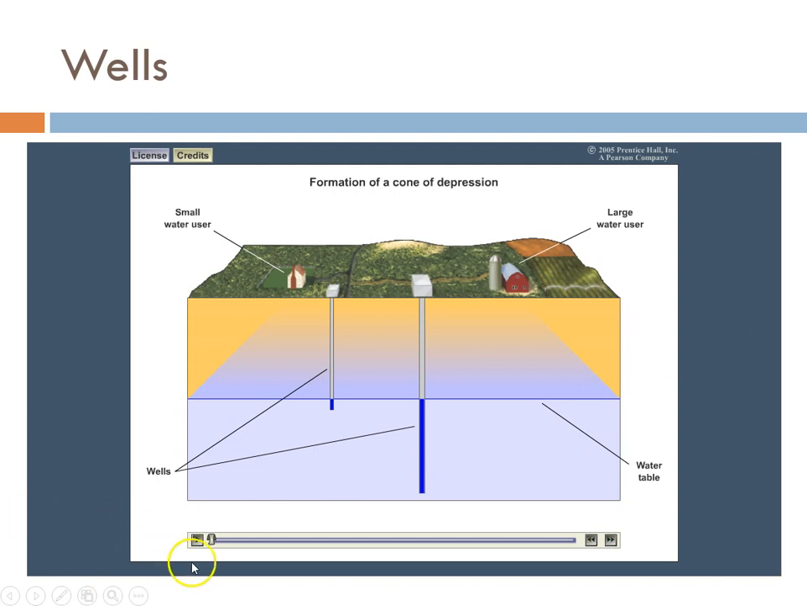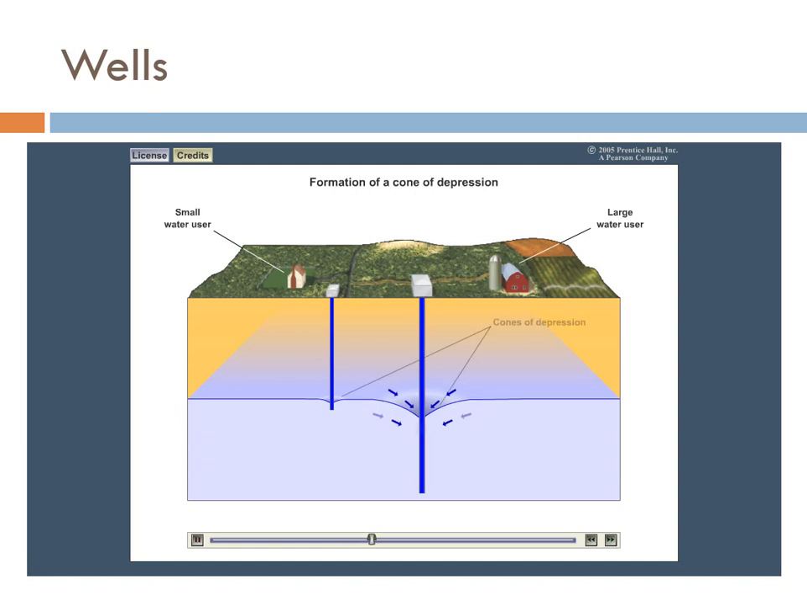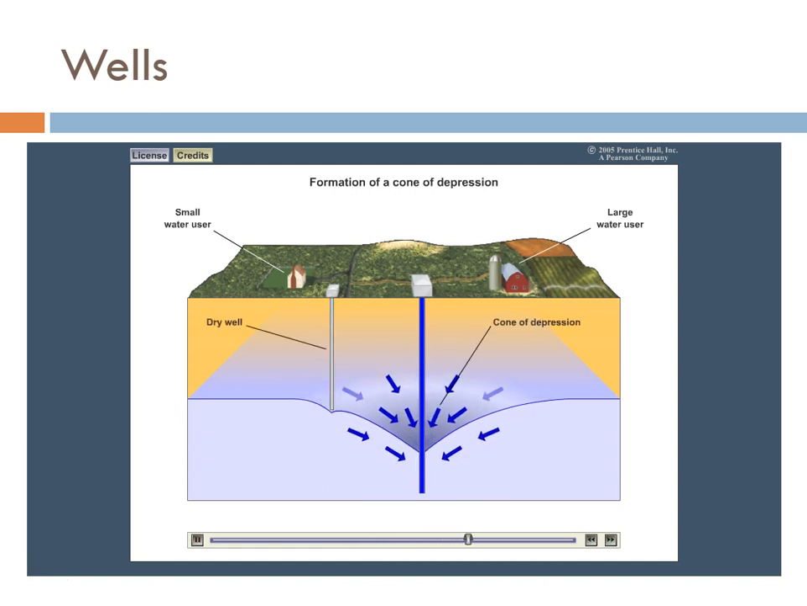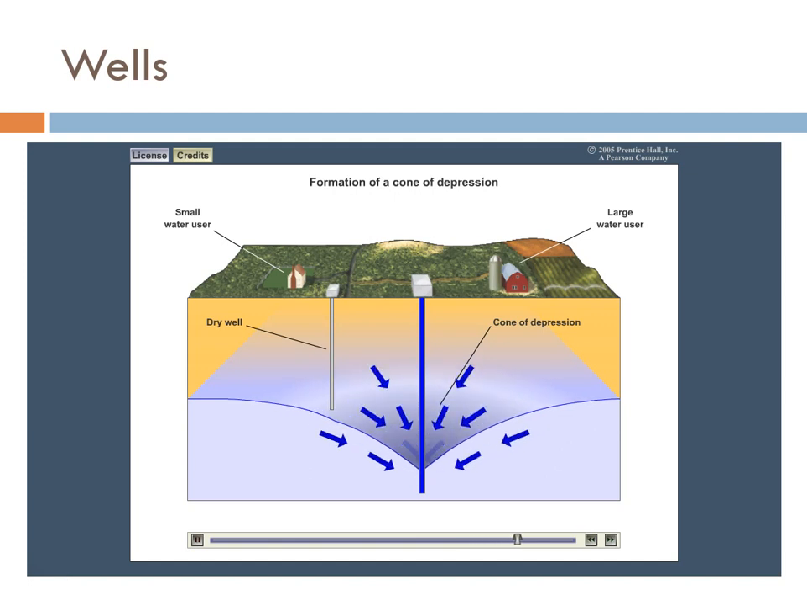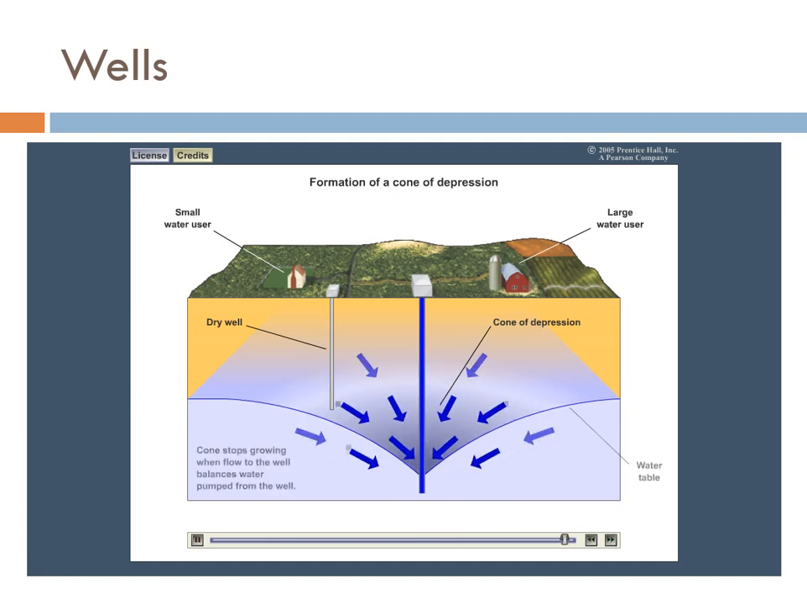And here's a quick little cartoon of this happening too. You can see the water is pumping from the well, but the well on the right is using a considerably larger amount of water, and you get a cone of depression where that water table is dropping and dropping, and now the well has gone dry.